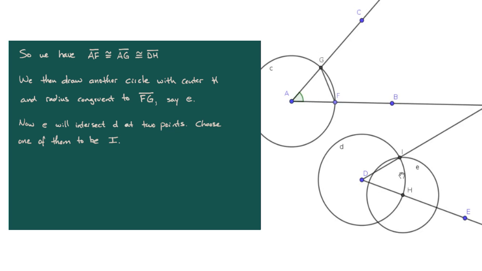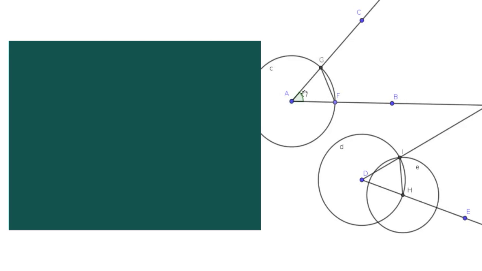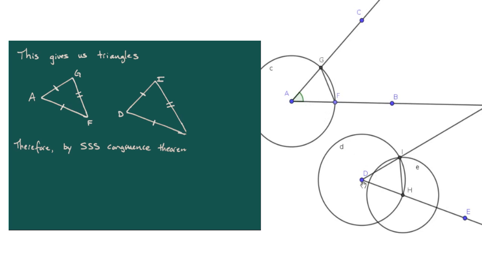Now because of the way that we drew our circle E, we know that the line segment IH is going to be congruent to the line segment FG. And so what we have is that the segment AG is congruent to the segment DI. We have that the segment AF is congruent to the segment DH, and so we have the segment FG is also congruent to the segment IH.